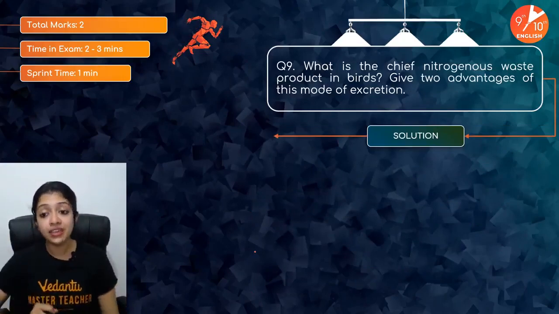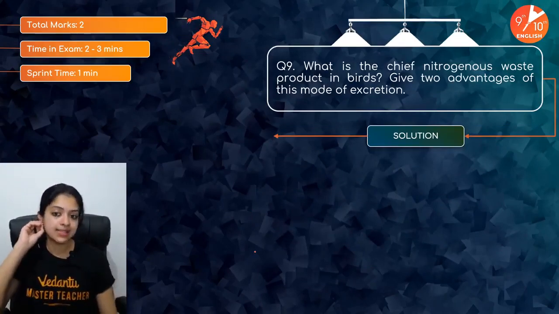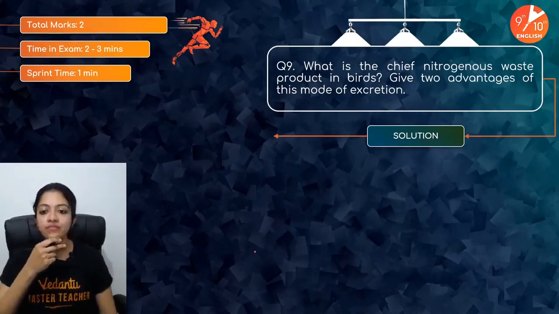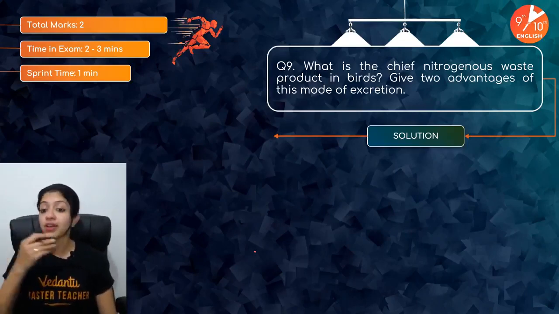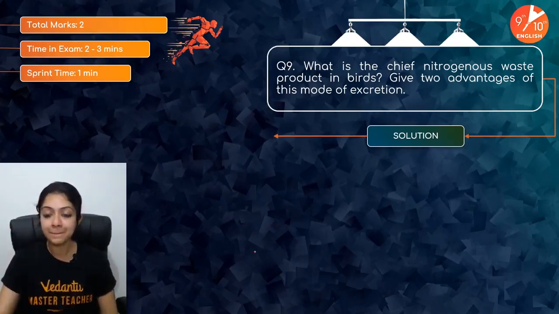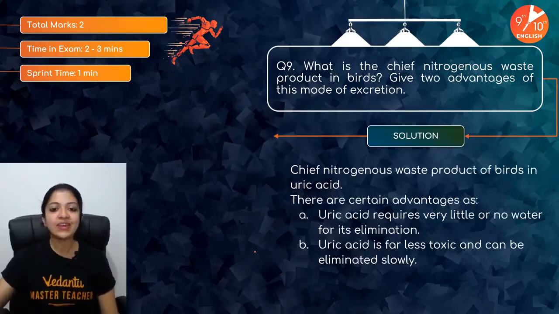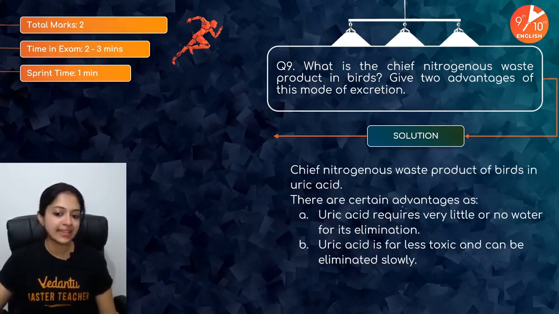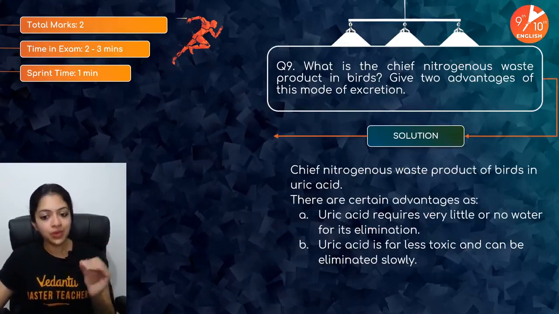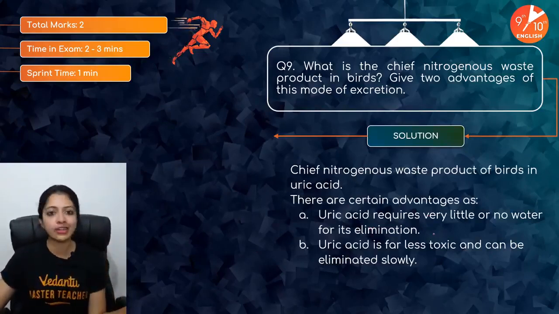Yes. Question 9. What is the chief nitrogenous waste product in birds? Give 2 advantages of this mode of excretion. Chief nitrogenous product in birds. Any idea? I think I told you sometime back. The answer is uric acid. They are uricotelic. The advantage is that uric acid requires very little or no water for its elimination.